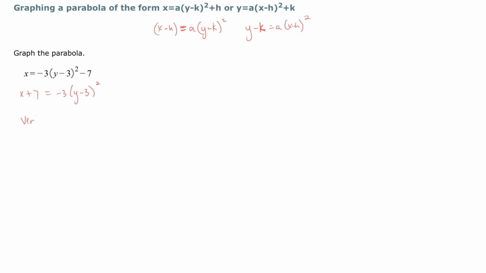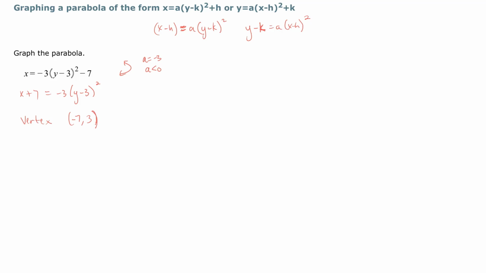Let's identify the vertex, which is negative 7, 3. And then from here, you just need 2 more ordered pairs. And with this standard form, this is opening to the left, right? Because your a value is negative. Your a value is equal to negative 3, so it opens to the left. And there's a y squared.